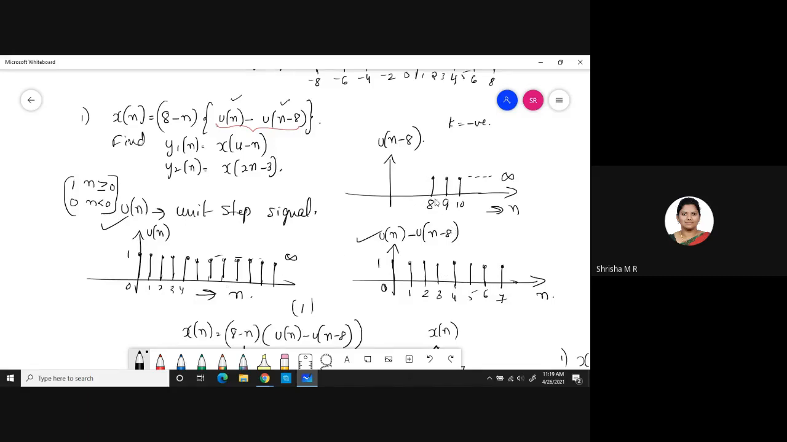At 8, what happens? Here at 8 you have 1. Here also at 8 you have 1. So 1 minus 1 will be 0. At instant 8 the signal will be 0. So this is your first part.